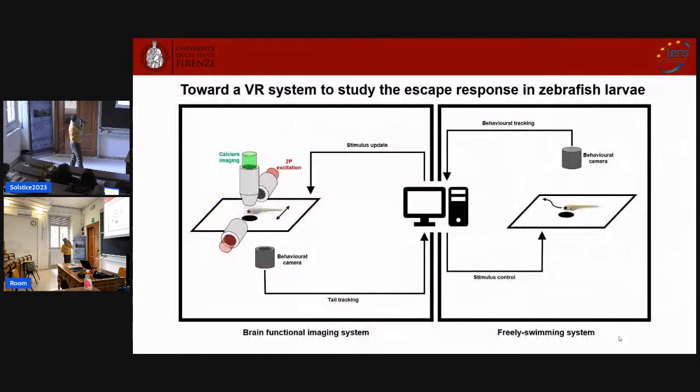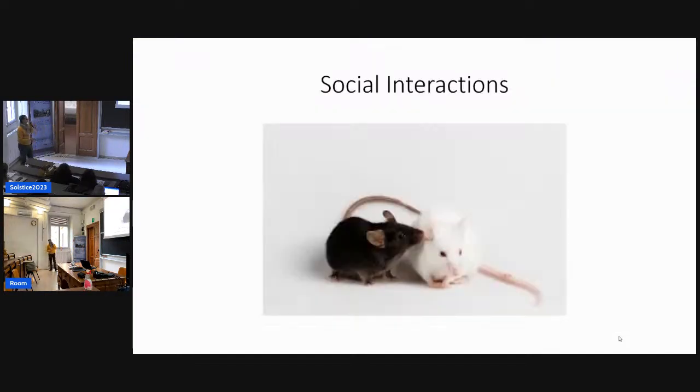Of course, to do that, we have to use some convolutional neural networks to transfer the information from the free swimming to the microscope. There is a lot of machine learning involved, but this is what we're working on. Now, what happens when we move to a real physical interaction between two animal models?